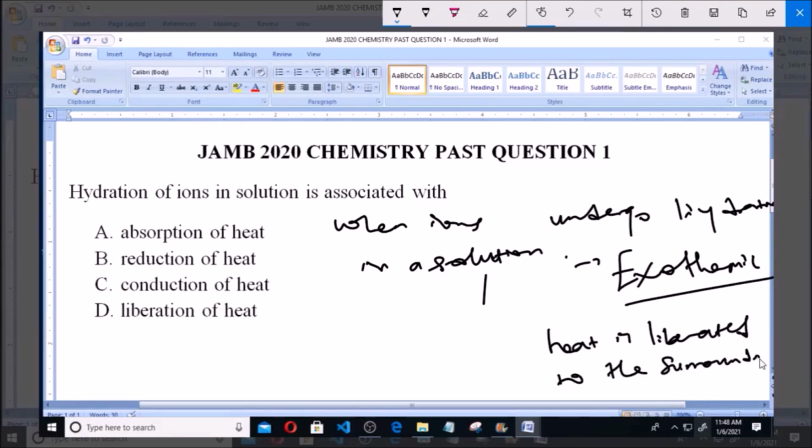So because hydration reaction is an exothermic reaction which involves liberation of heat, option D is the correct answer to this question, because the question is asking us that hydration of ions in solution is associated with what? Associated with liberation of heat, which is an exothermic reaction. So option D is the correct answer to the question.